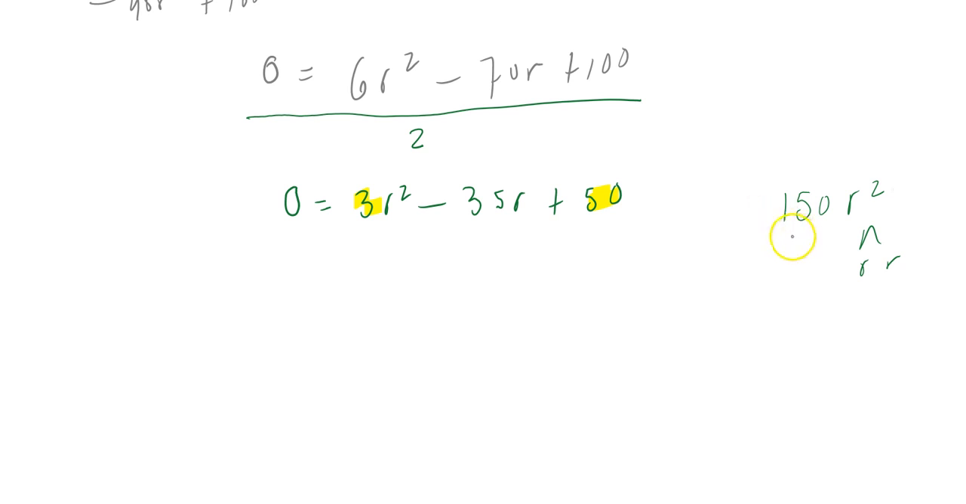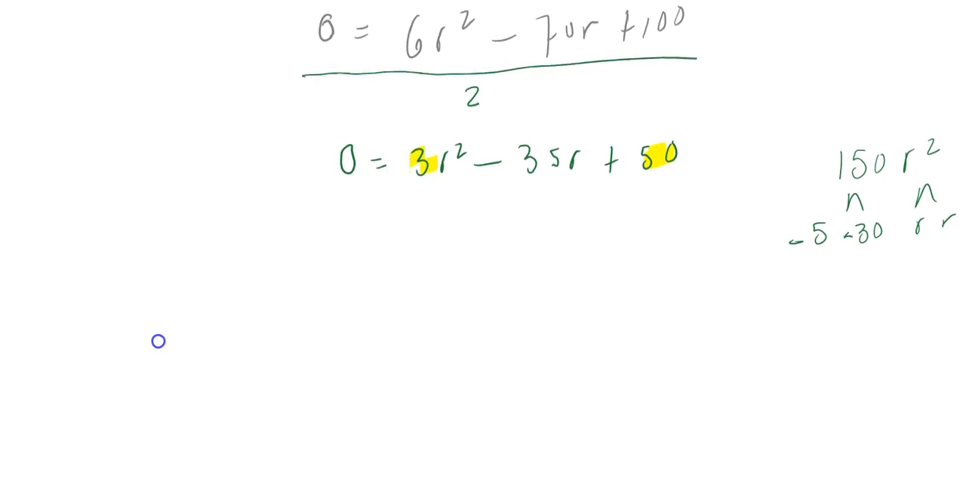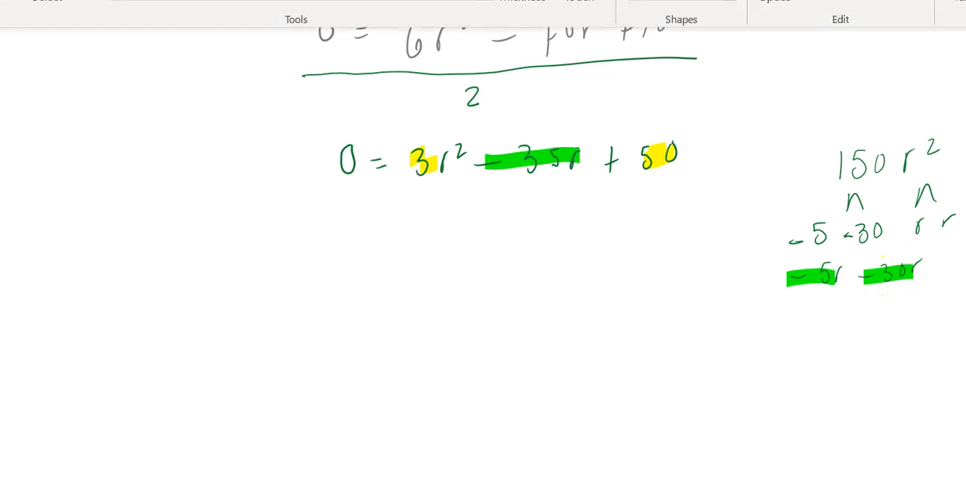About 5 and 30? 5 and 30 make a positive 150. And if we make that a negative 5 and a negative 30, the product is positive and the sum is negative, which is exactly what we need. So let's factor by grouping. One of our factors is negative 5r, the other is negative 30r. And remember, when we factor by grouping, we're going to replace that negative 35r with negative 5r and negative 30r.